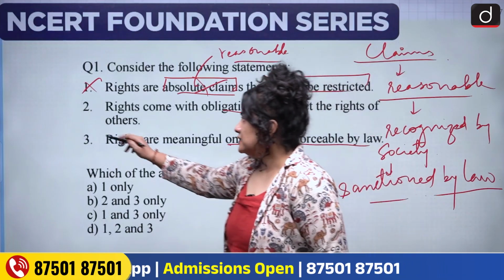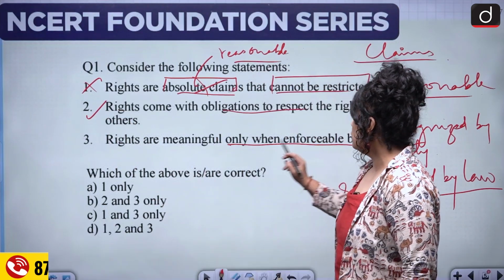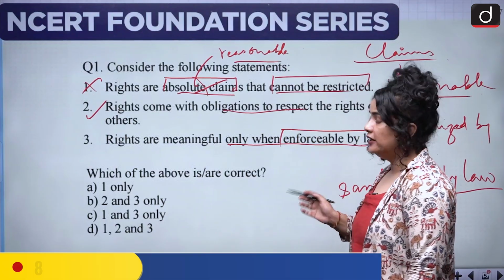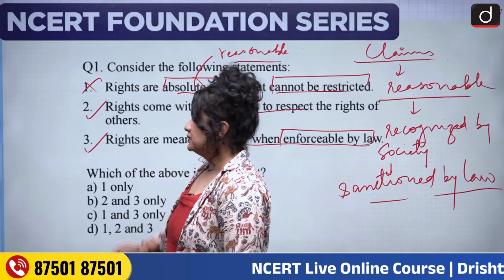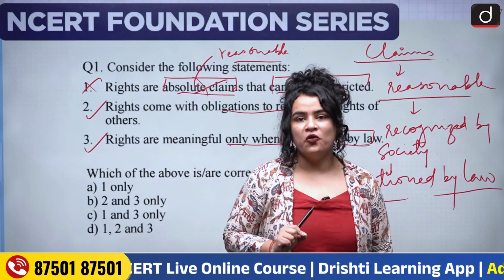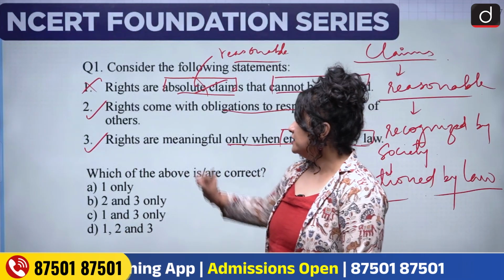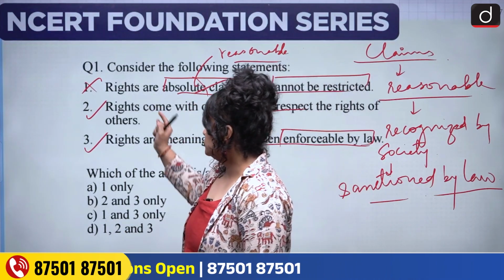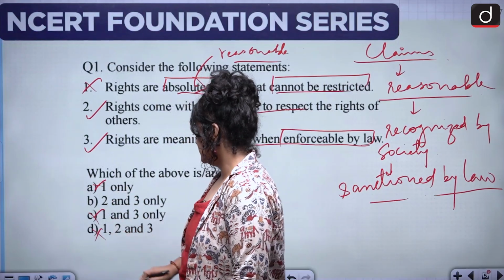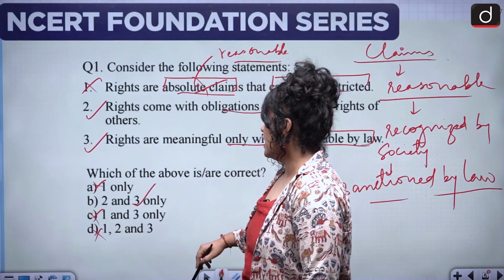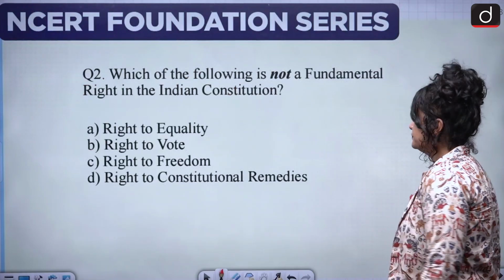Now, this is correct. The third statement says, rights are meaningful only when enforceable by law. Of course, we discussed this right about now, that rights have meaning only if they have a legal backing or a legal sanction. So, if we eliminate all those options which have the first statement, we can arrive at our answer, which is option B. I hope this was clear.